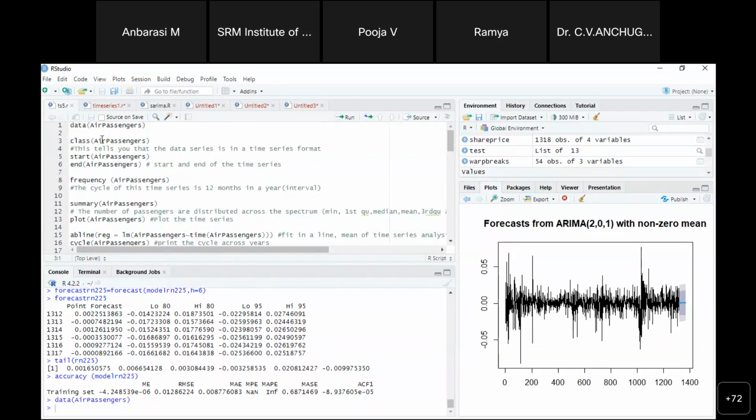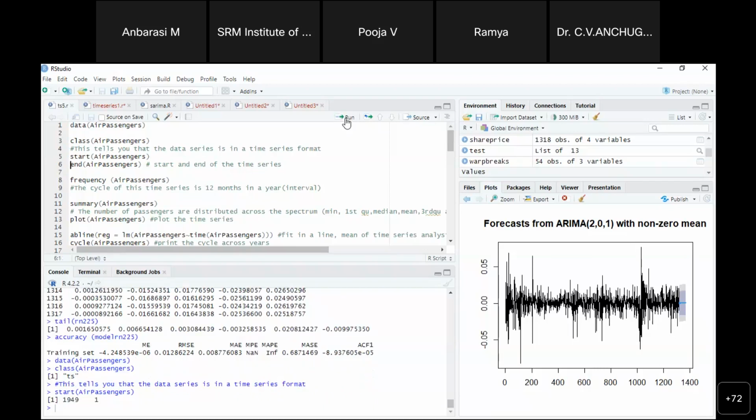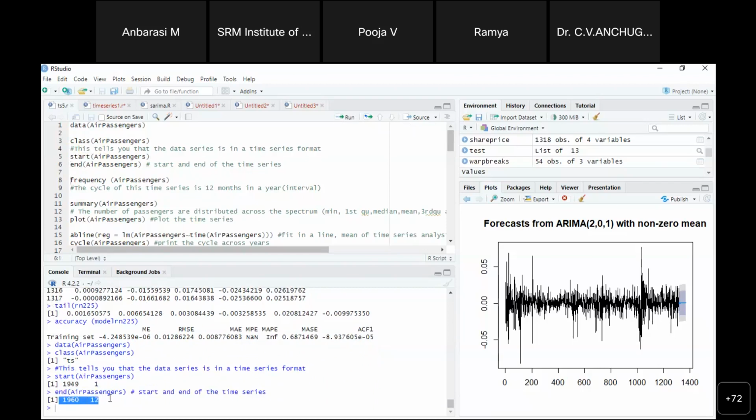So once you have downloaded the data sets, here you can see the class label. This will tell you whether you are having it in a time series data set or not. So once your data set is a time series data set, then you can see the start time series and end time series also. We can specify it. The start time series is 1949 1, and then the end time series is 1960.